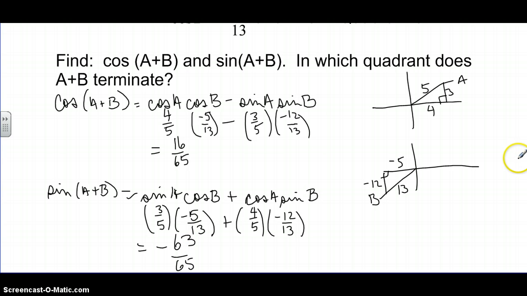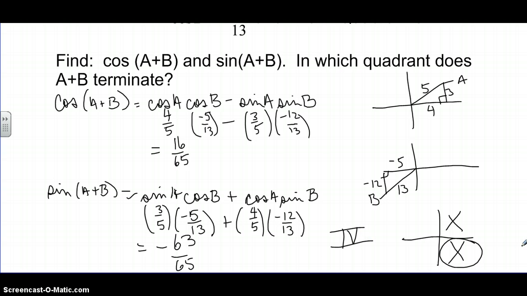Now, the next part of the question said, in which quadrant does A plus B terminate? So I want to figure that out by looking at whether cosine and sine are positive. You'll notice that cosine of A plus B is positive. That means that it either is in the first quadrant or the fourth quadrant. The sine, though, of A plus B is negative. Therefore, sine is negative in the fourth quadrant and also the third quadrant. So A plus B must be in the fourth quadrant.